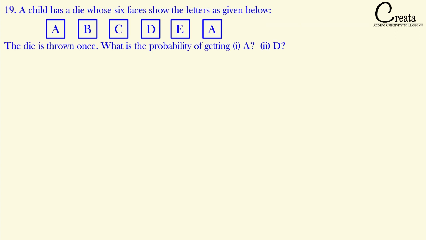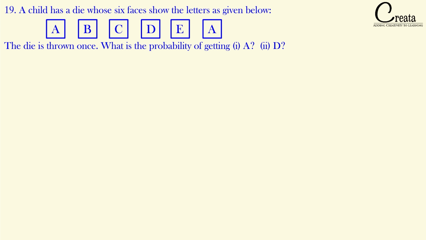A child has a die whose 6 faces show the letters as shown below. The die is thrown once. What is the probability of getting, first case A, second case D?